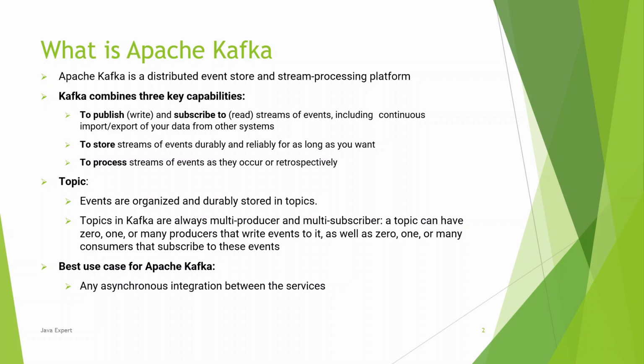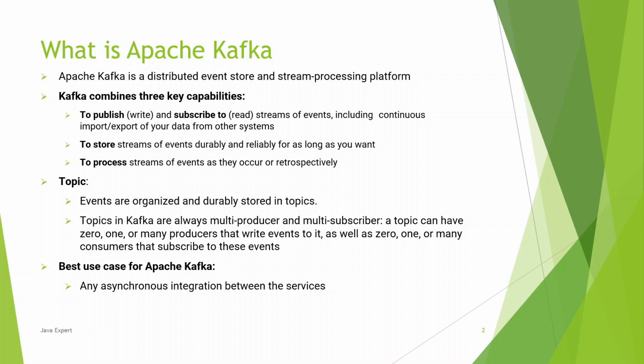So whenever we want to integrate any services in an asynchronous way, we need a messaging system in between these services. That's the place where we can use Apache Kafka as a messaging service. Apache Kafka combines three main capabilities. The first one is to publish and subscribe to. The second one is to store. The third one is to process.